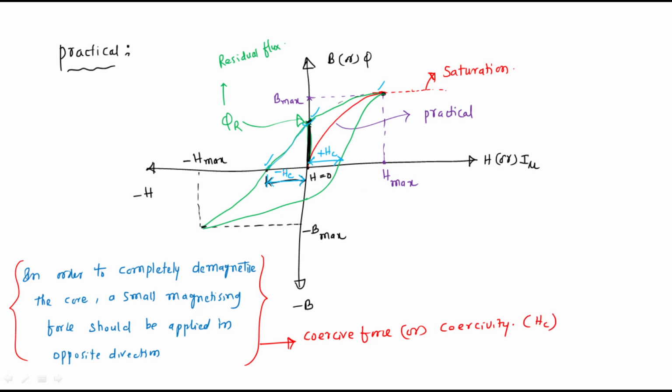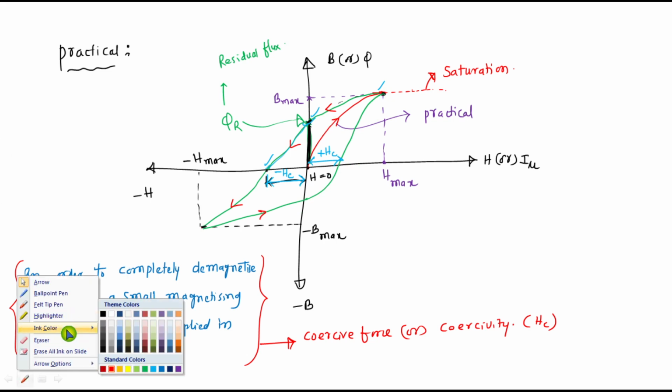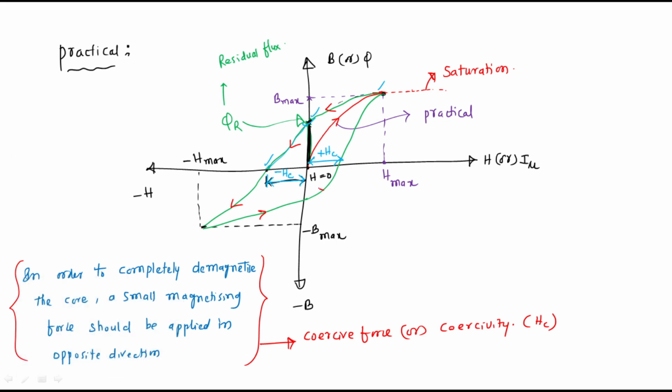So this is whether in reverse direction or positive direction. After getting zero, it starts increasing in reverse direction. It starts increasing from this point to this point, again from this point to this point, and the cycle continues. This is magnetization in the reverse process.